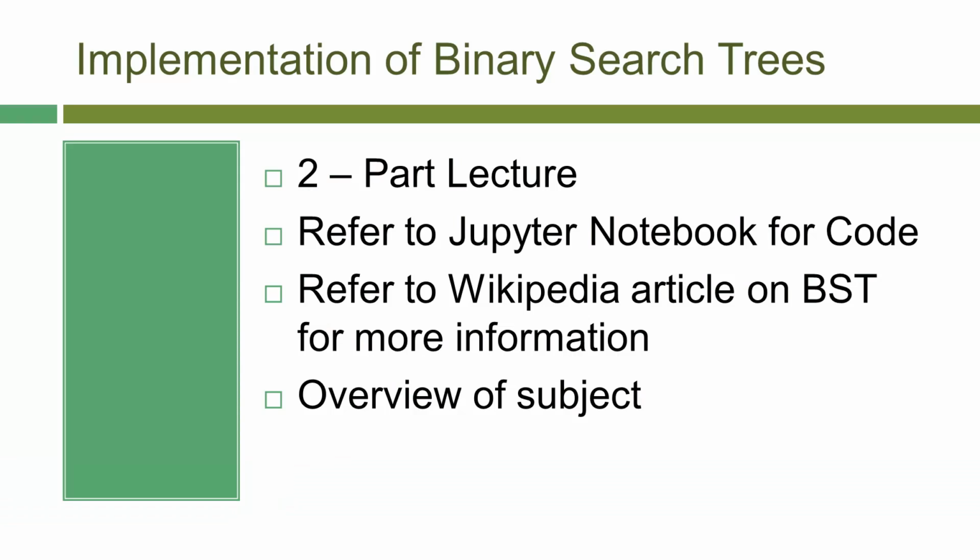This is going to be a two-part lecture. You can refer to the Jupyter Notebook for the code discussed in this lecture. We'll be jumping to the Jupyter Notebook from time to time to discuss larger chunks of code. You can also refer to the Wikipedia article on BST, or binary search trees, for more information on this subject. In this two-part lecture, we're going to be going over an overview of binary search trees and also an implementation of them in Python. Let's go ahead and get started.